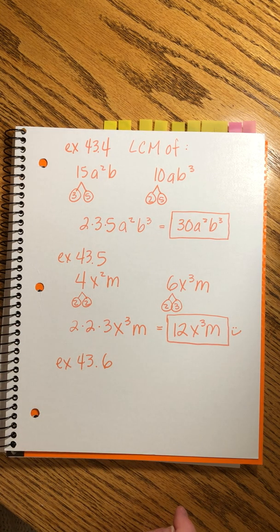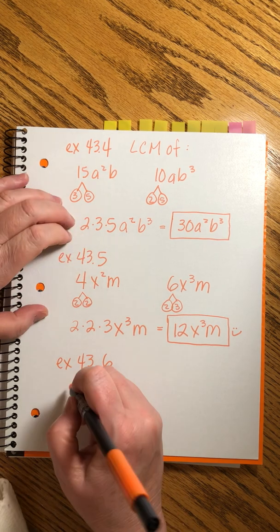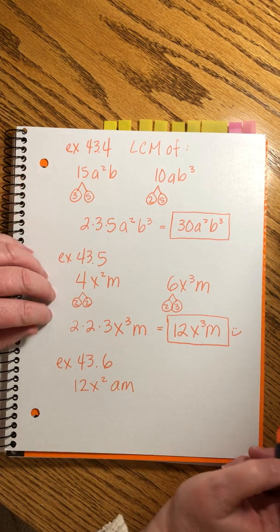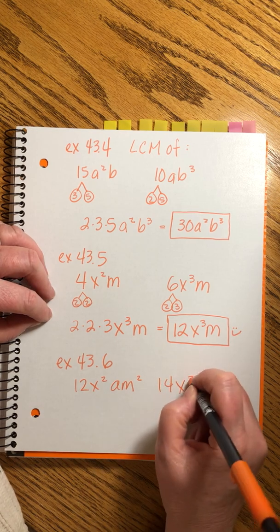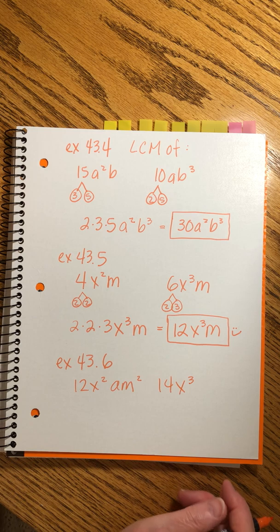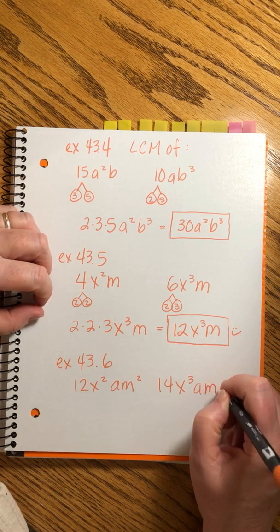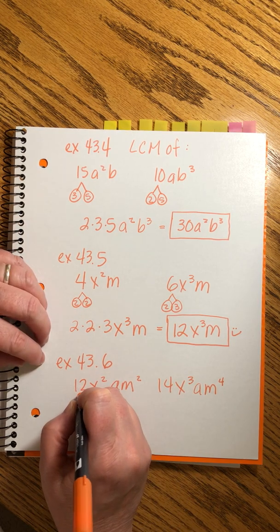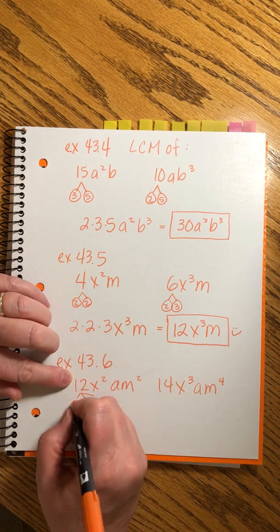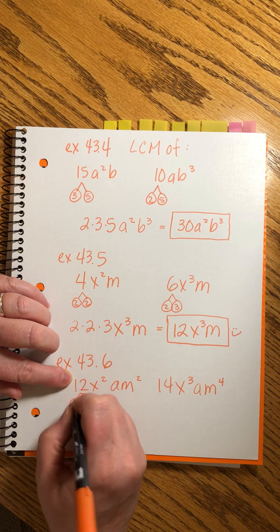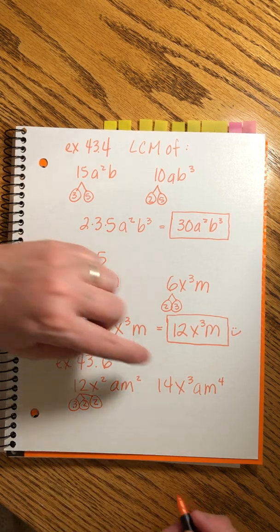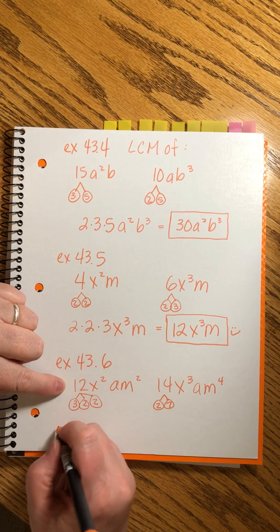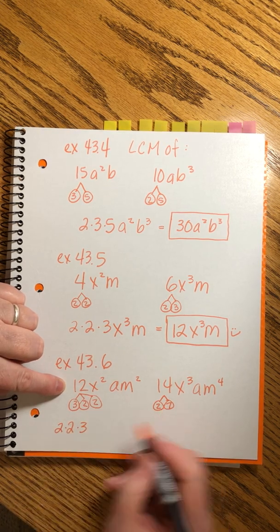43.6. Find the least common multiple of 12x squared am squared and 14x cubed am to the fourth. Twelve is 3 times 4. There's the 3. 4 is 2 times 2. 14 is 2 times 7, both prime. So I make my list. It's going to be 2 times 2 times 3 times 7.